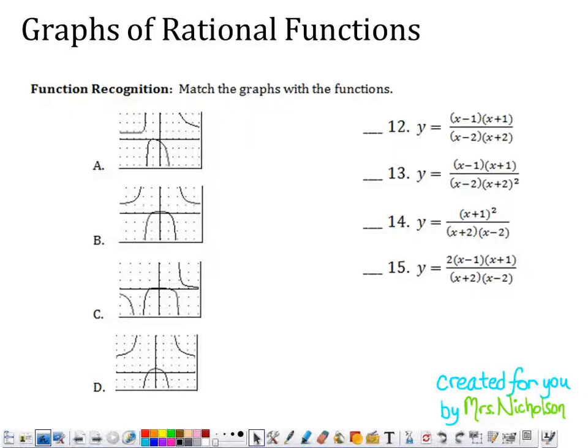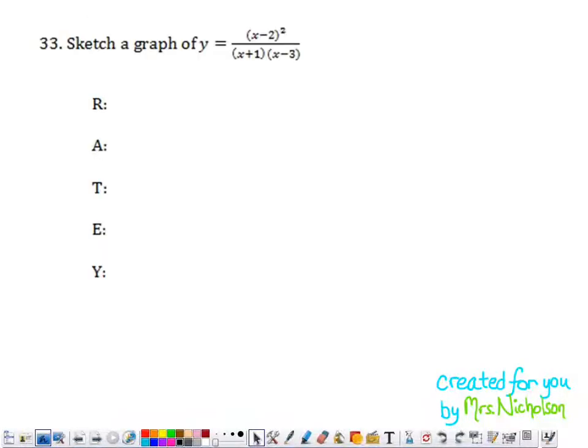All right, let's move on to actually sketching graphs of rational functions. So you notice this is number 33 in your review. Let's start with this one.